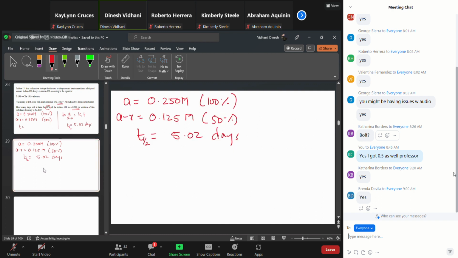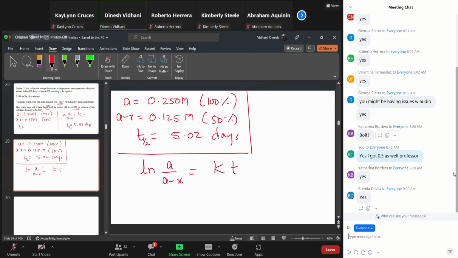Now, easiest way to find the half-life time instead of doing this calculation is quite simple. Let me derive that equation. ln A over A minus x equals k t. If A is 100%, A minus x is 50%, that equals K1 T. Now, since we are dealing with a half-life, I'm going to write it as T half. Now, log of 100 divided by 50 is log of 2, and natural log of 2 is 0.693. So 0.6931 equals K1 T half.